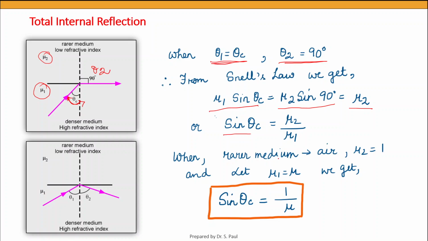When the rarer medium is air, mu2 will be 1, and let us take mu1 as mu. So we get sine theta c equals 1 by mu, where theta c is the critical angle.